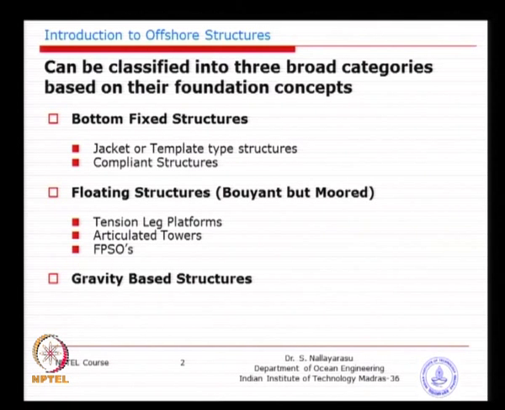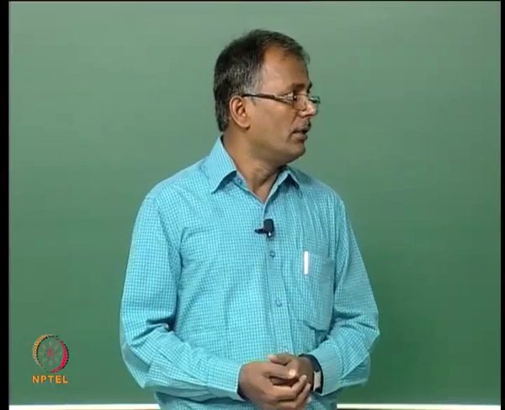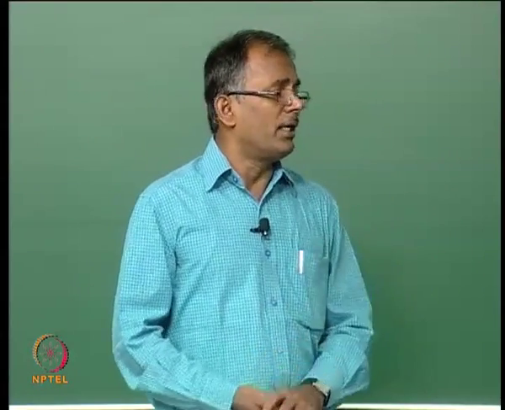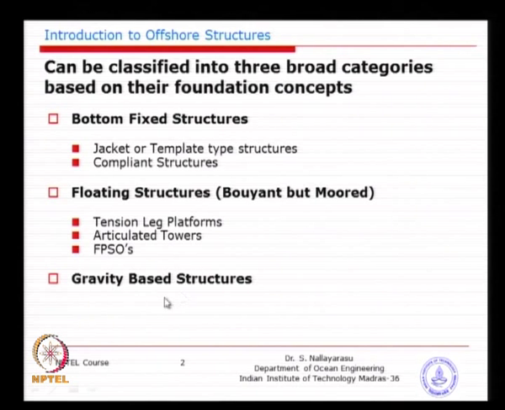Then the third is gravity based structures. So, you can see there the load transfer and the resistance is coming from the weight of the structure. The first one is basically the most commonly used for shallow water. The third category, the gravity based platforms, are also used in shallow water as well as slightly deeper water depths, but for very deep waters you normally go for floating structures. Among these you have 3 or 4 categories, which we will see in a little more detail one by one.